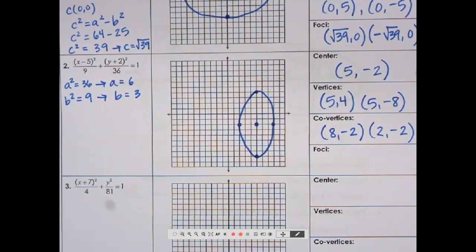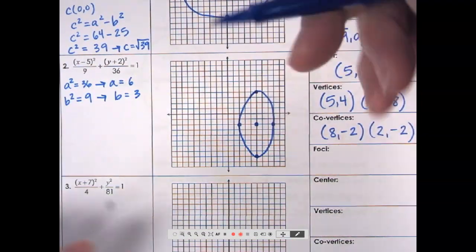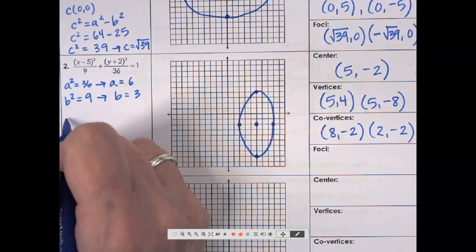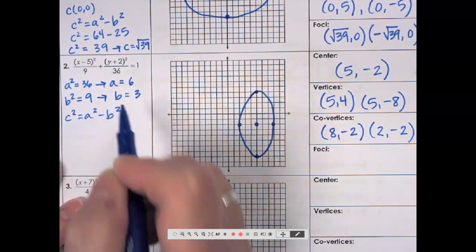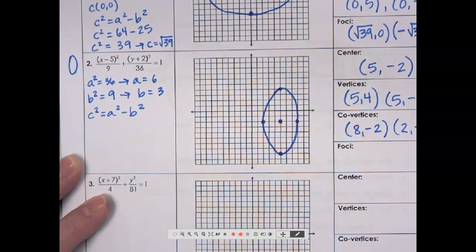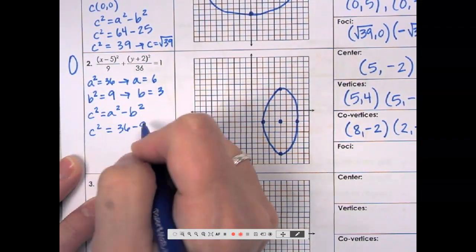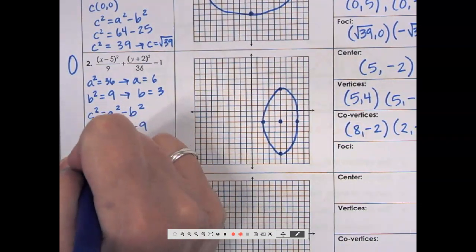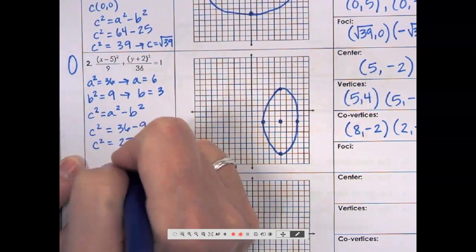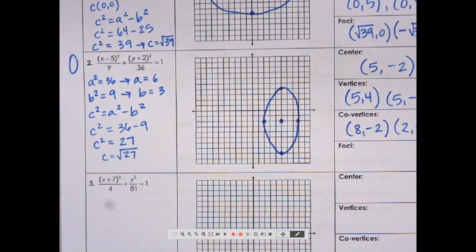Okay, to figure out where the foci are, now they're going to be up and down, same as the longest direction of the ellipse, but I have to find that c value again. So I'm going to use c squared equals a squared minus b squared. Remember, a squared is the bigger denominator. 36 minus 9. What is 36 minus 9? 27. So c is the square root of 27. Now that can be simplified to 3 square root of 3.